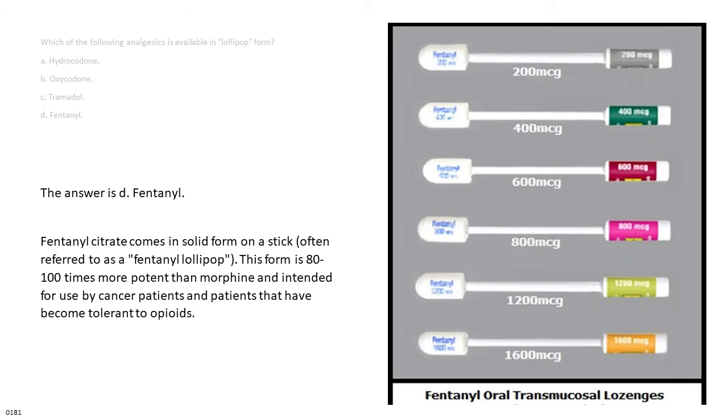The answer is D. Fentanyl. Fentanyl citrate comes in solid form on a stick, often referred to as a fentanyl lollipop. This form is 8,100 times more potent than morphine and intended for use by cancer patients and patients that have become tolerant to opioids.